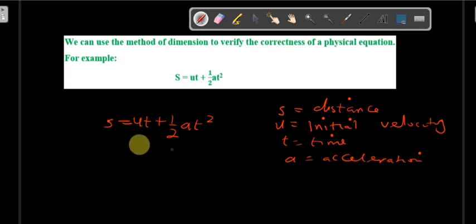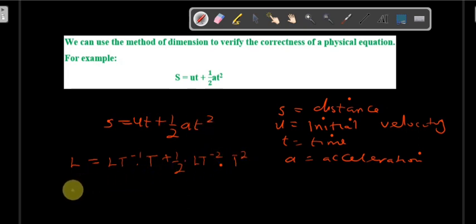Okay, so to check for the correctness of this equation, we want to check whether dimensionally all what we have on the left side will be the same as the one we have on the right. We're not talking about the numerical values now, just the dimensions only. So the dimension of distance is L, so that will be equal to the dimension of velocity, which is LT minus 1, then the dimension of T is T, that's the dimension of time, plus half the dimension of acceleration, which is LT minus 2, and the dimension of time is T, then squared.